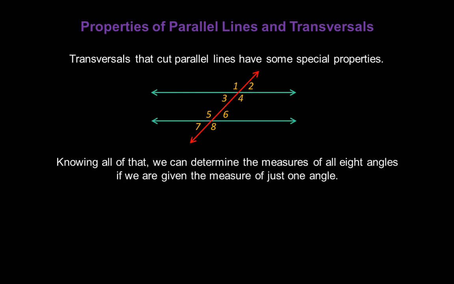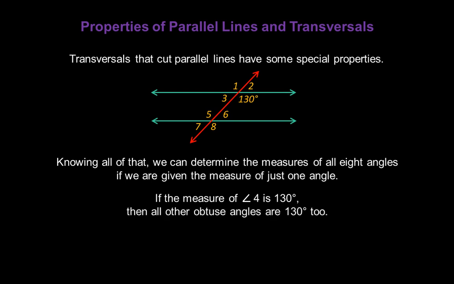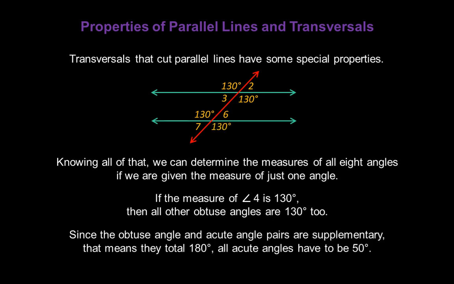Knowing all of that, we can determine the measures of all 8 angles if we're given the measure of just one of these angles. For example, let's say the measure of angle 4 is 130 degrees. Then we know all other obtuse angles are 130 degrees as well. So angle 1 is 130 degrees, as is angle 5 and angle 8. Since the obtuse angle and acute angle pairs are supplementary, that means they total 180 degrees, all of the acute angles then have to be 50 degrees. So angle 2 is 50 degrees, as is angle 3, 6, and 7.